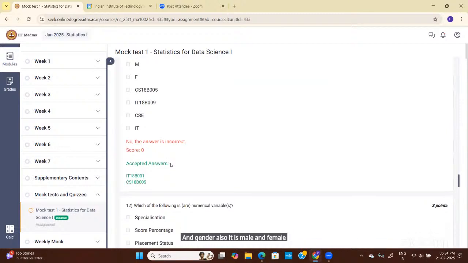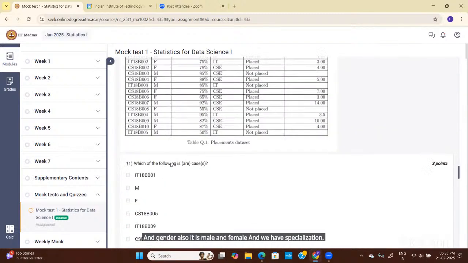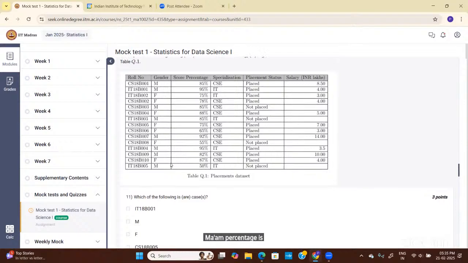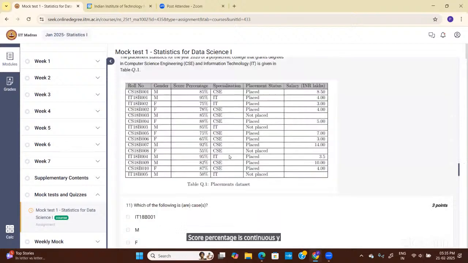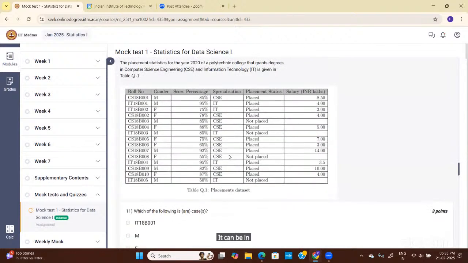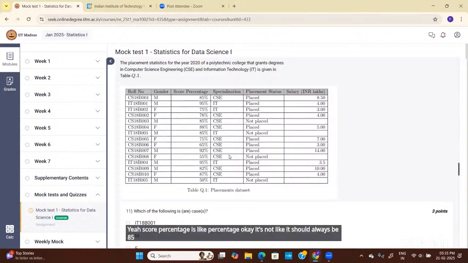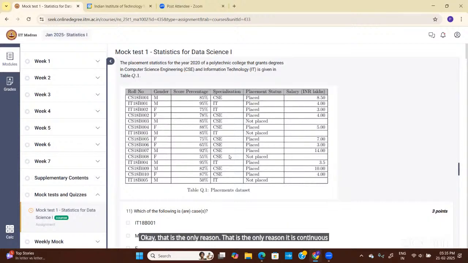Is percentage continuous or discrete? It will be continuous. Specialization is also a categorical variable, with two categories in this data, CS and IT. So only score percentage and salary are the two numerical variables here. Score percentage is continuous because it can have a decimal point. It can be 85.67, not always 85%. That is the reason it is continuous.